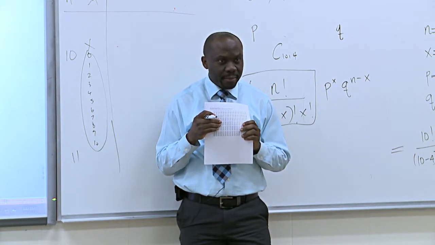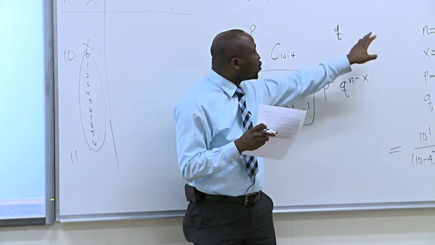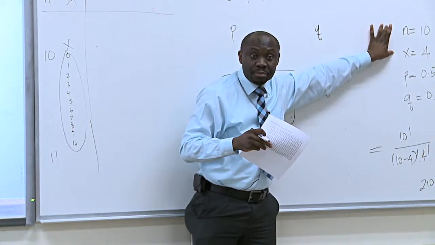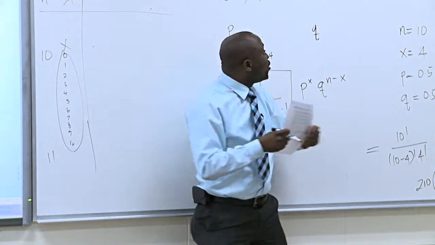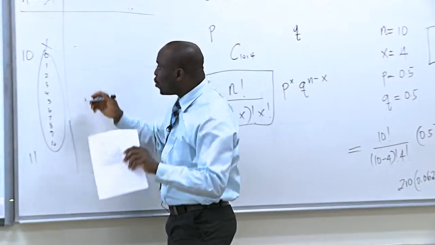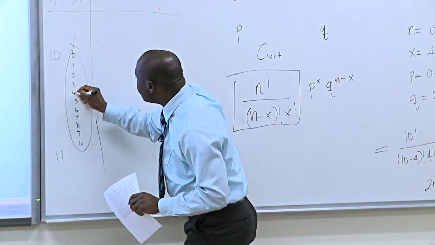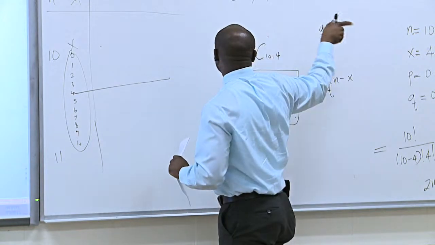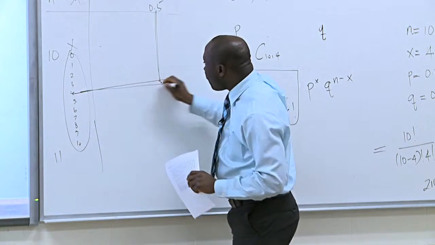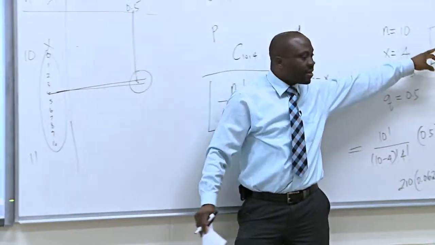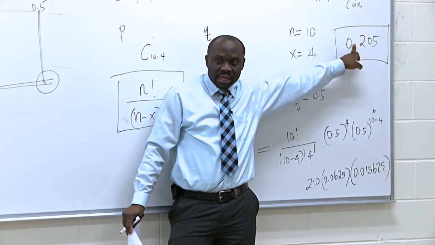Is that okay? So if I were to solve this particular problem using the table, I know N is 10, excellent. So N is 10, X is 4, right? What was P? 0.5. So you check the answer. 0.5 and the 4. You should find this answer there. That is if we did the right thing.